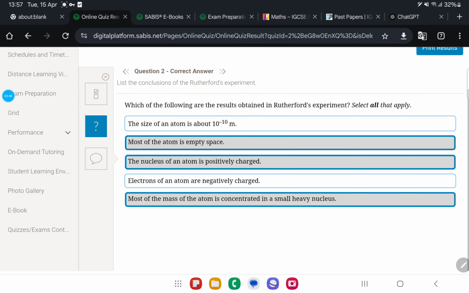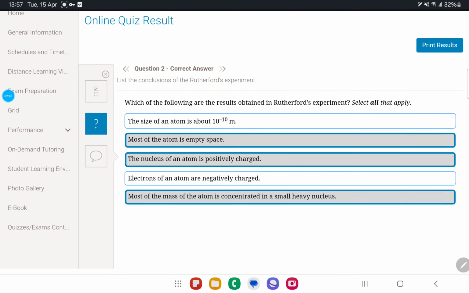Anyway, this is just memorizing. If you want to know more about it, check the book. So again, most of the atom is empty space. The nucleus of the atom is positively charged, and most of the mass of the atom is concentrated in a small heavy nucleus. This is what the experiment deduced.